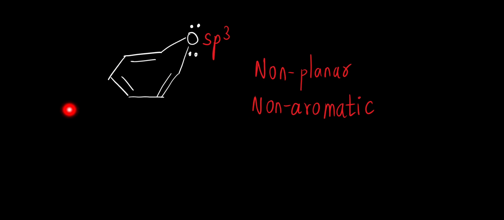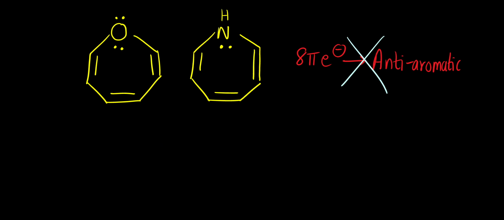Okay, so why is this not anti-aromatic? This oxygen or nitrogen goes out of the plane, similar to the one that we see in homoaromatic compounds. The remaining part, these 6 pi electrons, are in conjugation. But this part behaves like an sp3 hybridized carbon, so that it can avoid anti-aromaticity. Okay, so it is non-planar and it is going to be non-aromatic. So both of these are non-aromatic in nature.